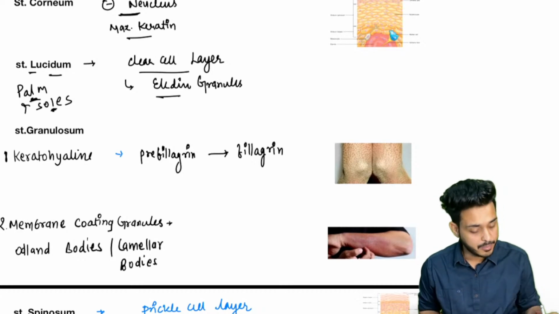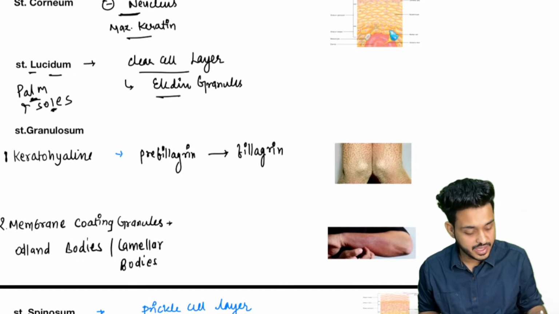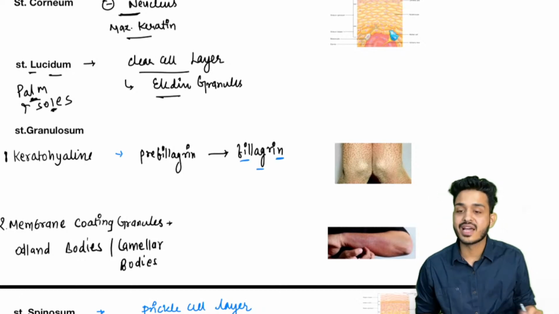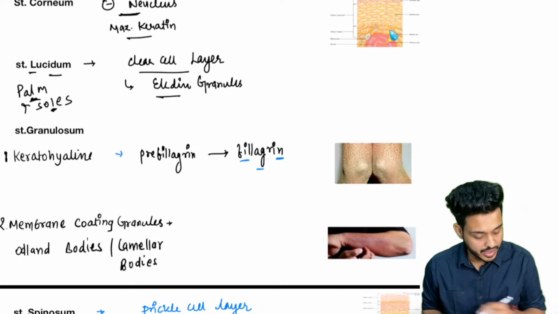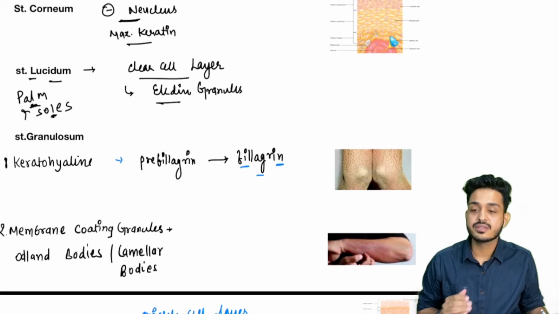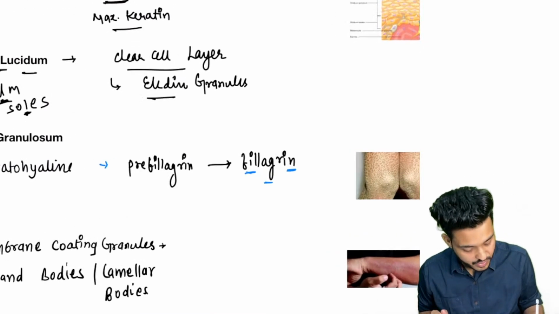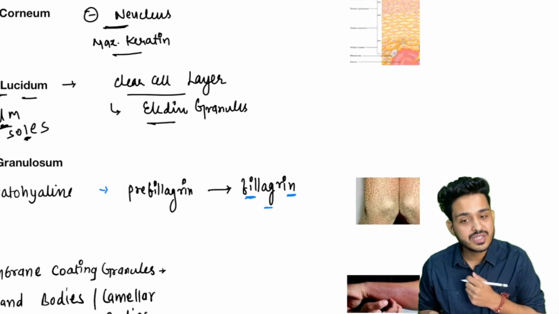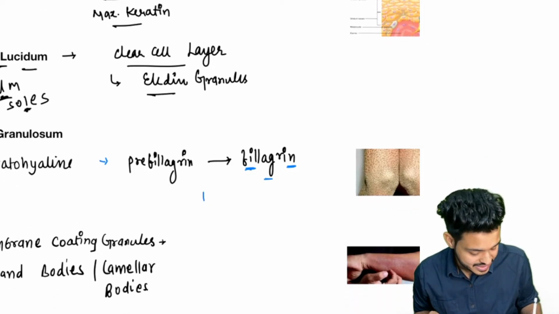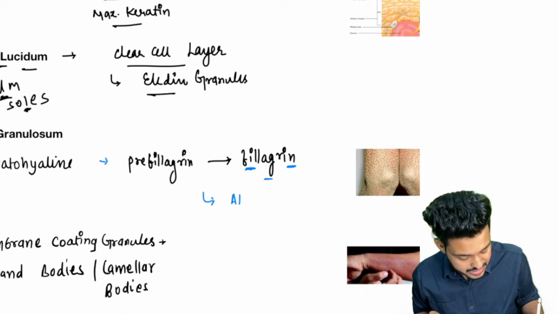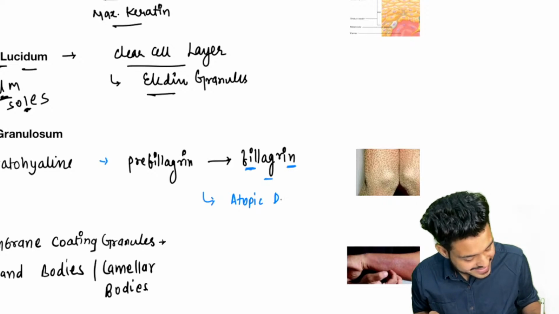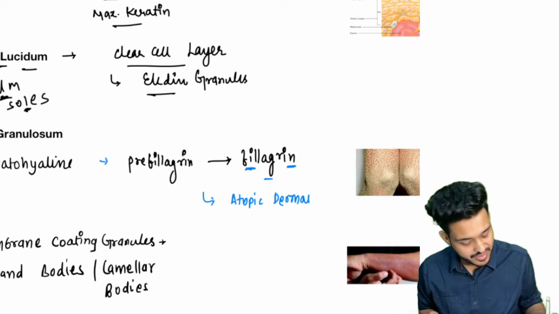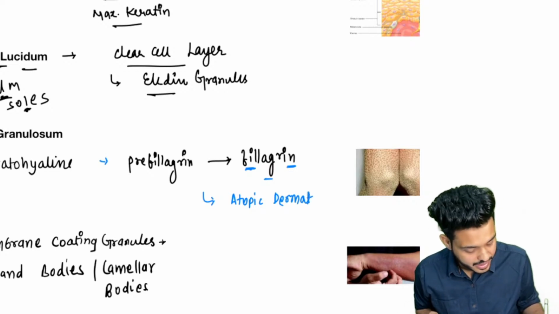And what does the name filaggrin itself tell us? Look here guys, that would be filamentous aggregating protein. Now what will happen when there is a defect in the conversion of profilaggrin to filaggrin? There will be some diseases, right? And what are those diseases? Very famous, that is your first one, atopic dermatitis. Dermatitis means inflammation. So there will be atopic dermatitis.